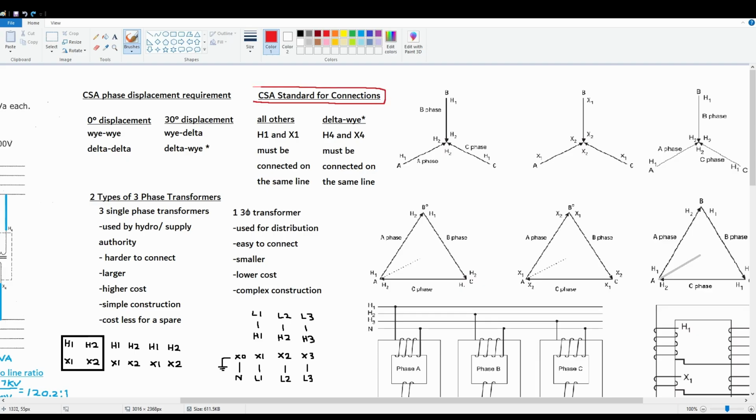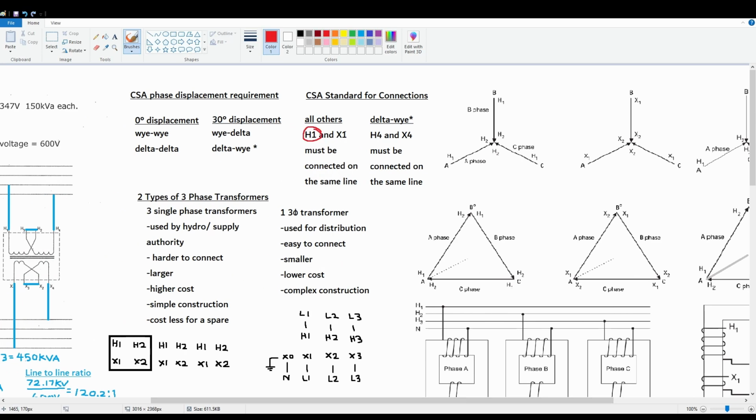So now going on to the CSA standard for connections. They have a set rule for how you should connect a transformer just to make sure that you won't blow it up or short it out. So for pretty much all other connections other than the delta to Y, it'll be the same. The rule is H1 and X1 must be connected on the same line. So the high voltage side H1 and low voltage side X1, they have to be on the same line.